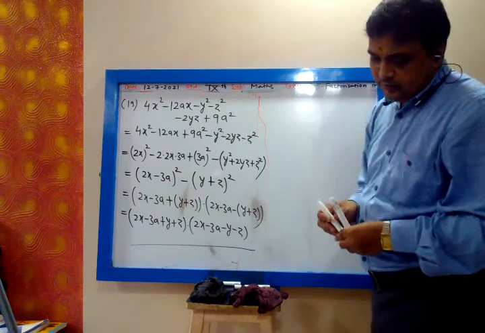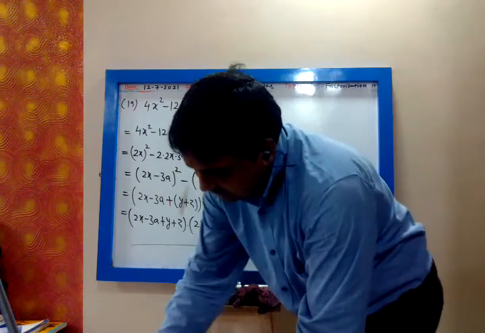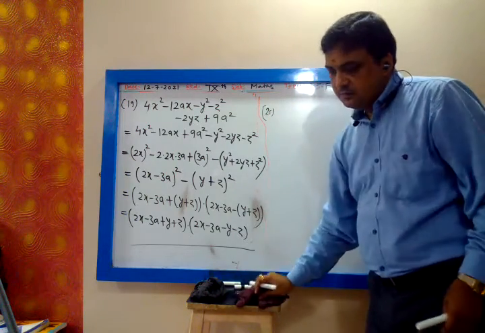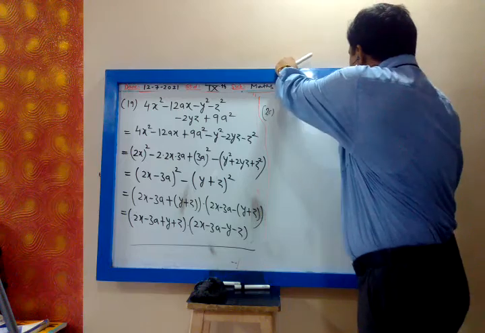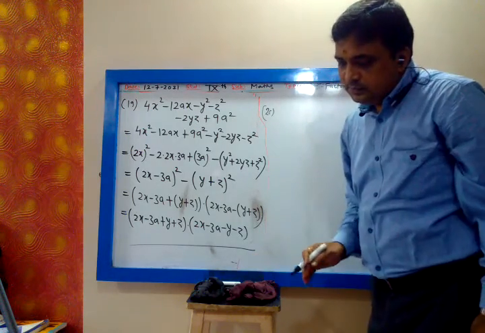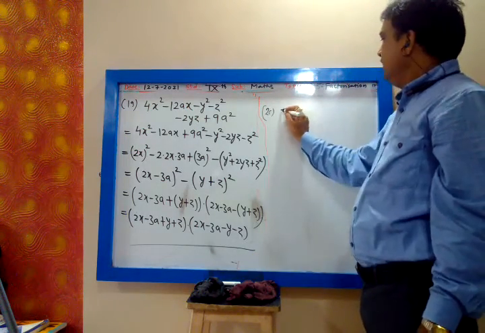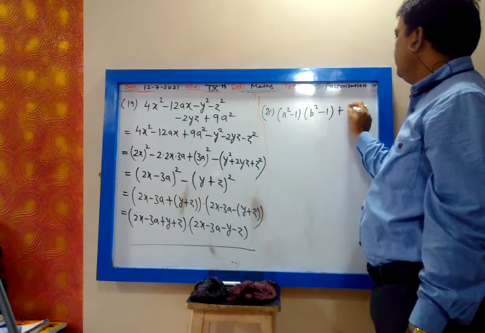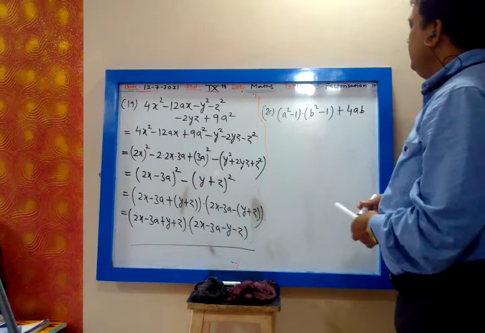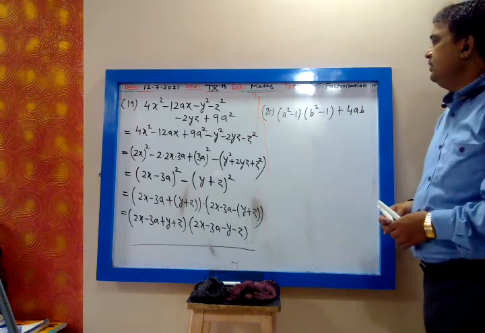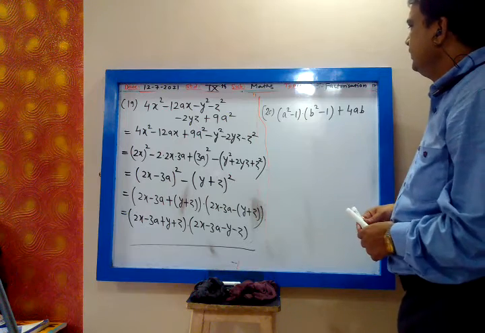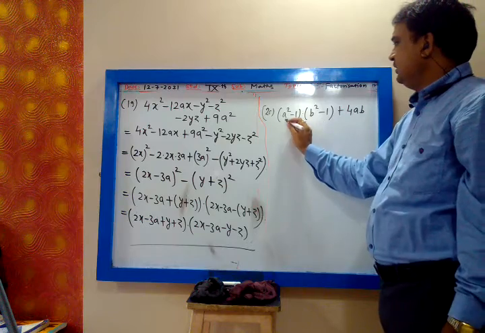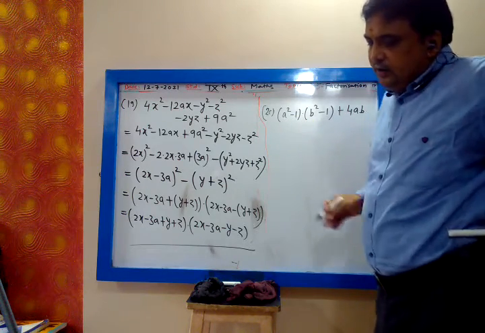Yes. Now, 20: a square minus 1 into b square minus 1 plus 4ab. Okay, let us see this. What is it? A square minus 1 into b square minus 1.